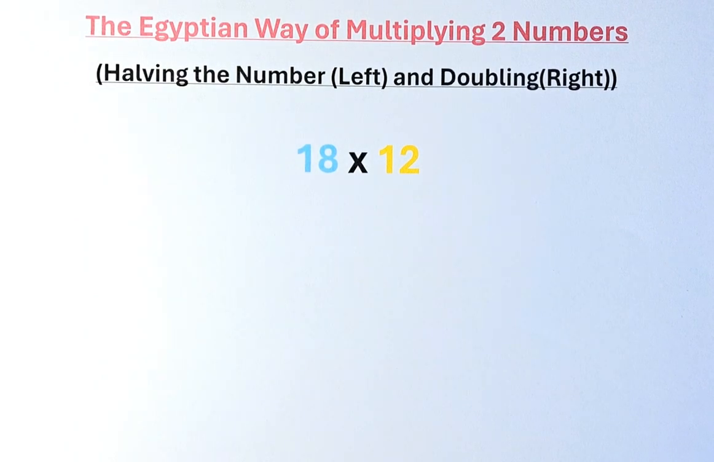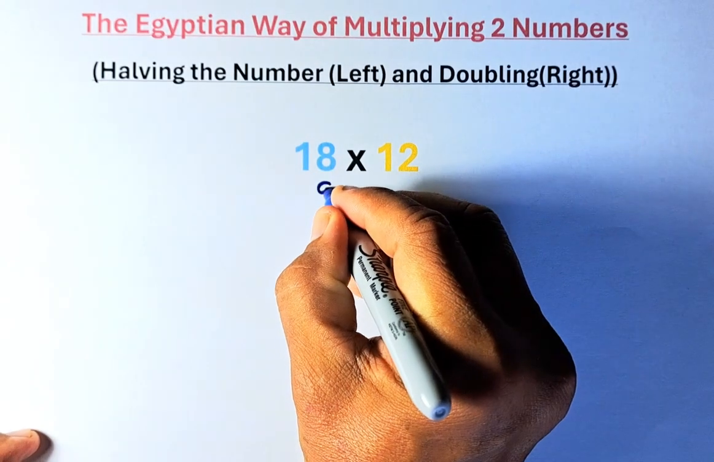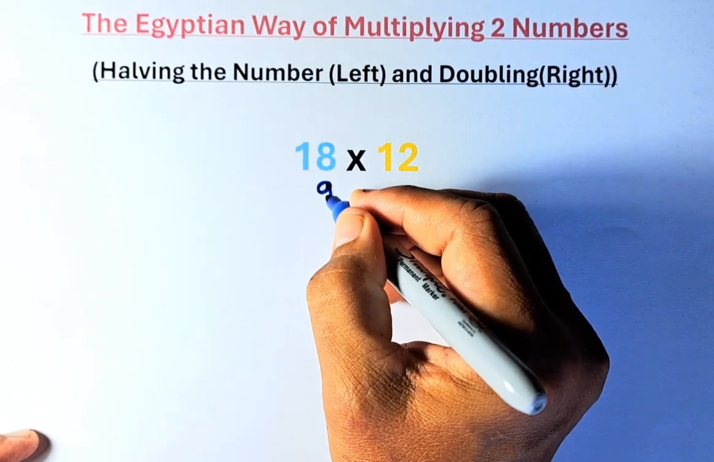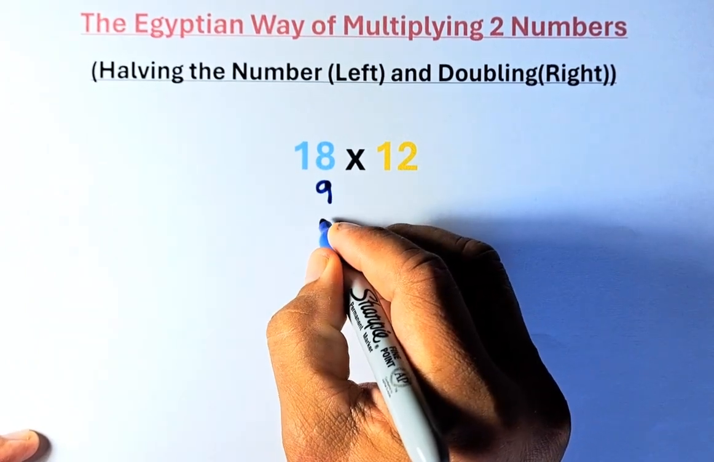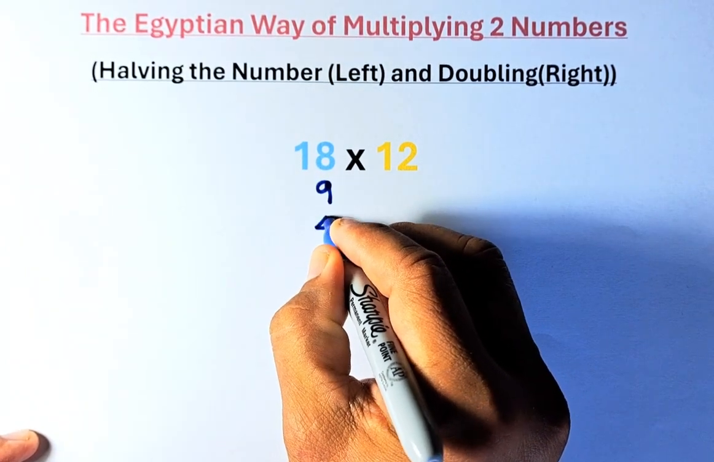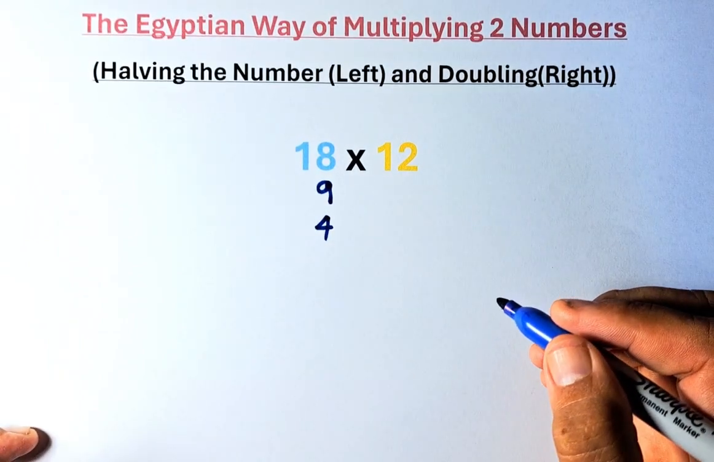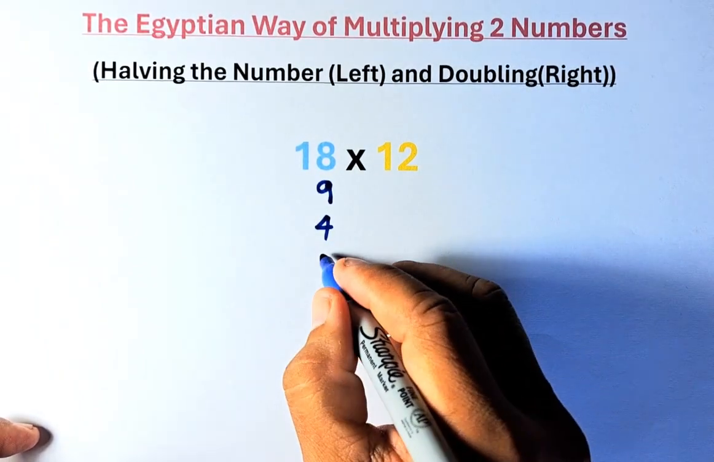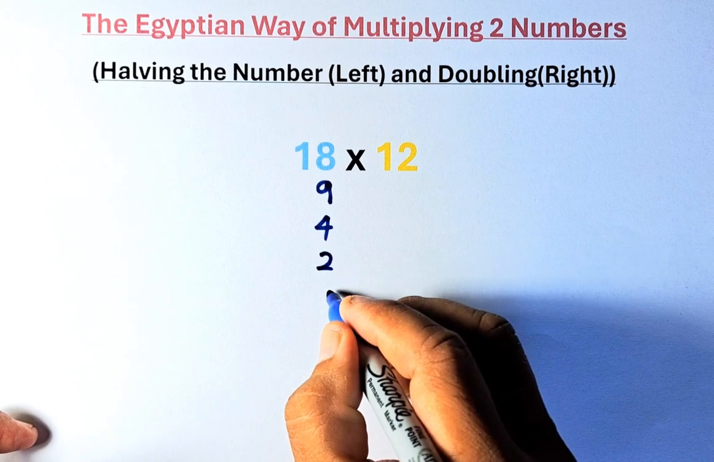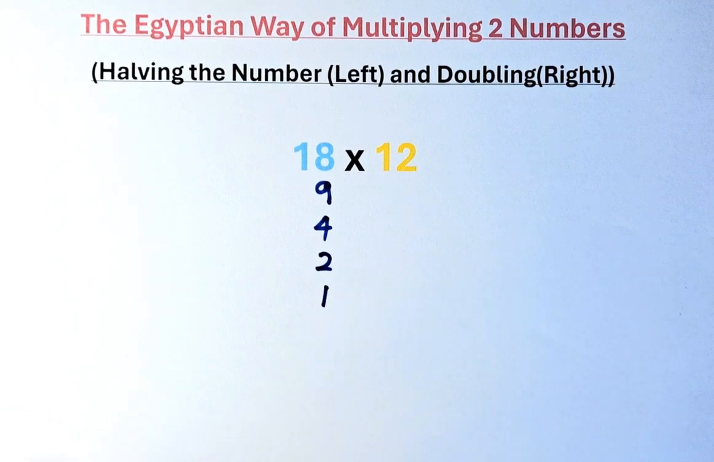So remember, we are going to halve the number on the left and double the number on the right. So when we halve 18, we're going to get 9. And we halve again, it's going to be 4 remainder 1. So we're just going to put the 4 and ignore the remainder. Half of 4 is going to be 2. Half of 2 is going to be 1. You stop when you reach 1.